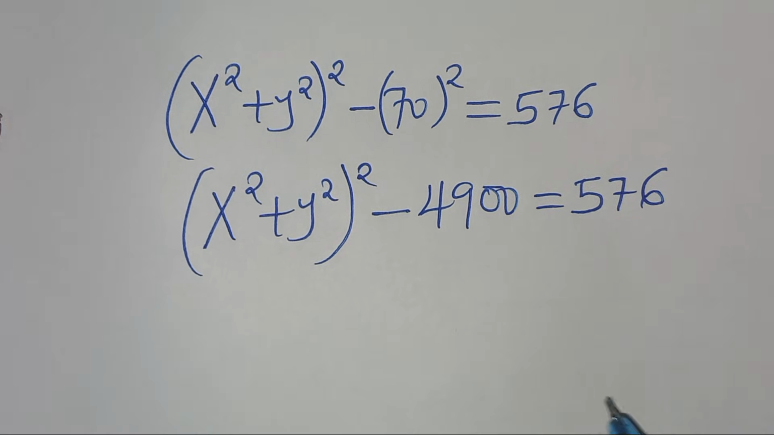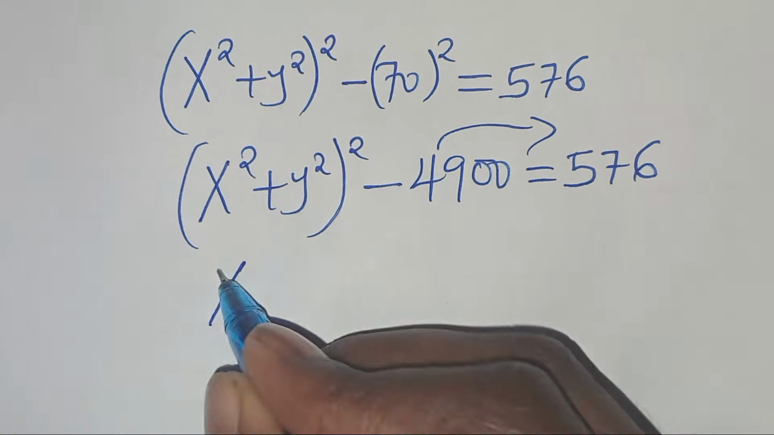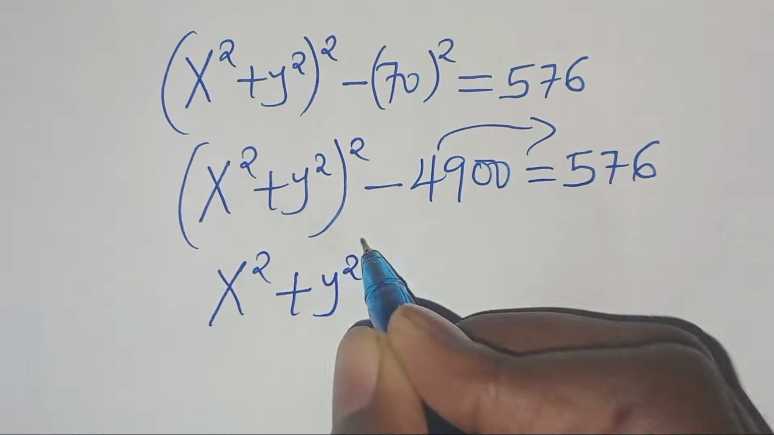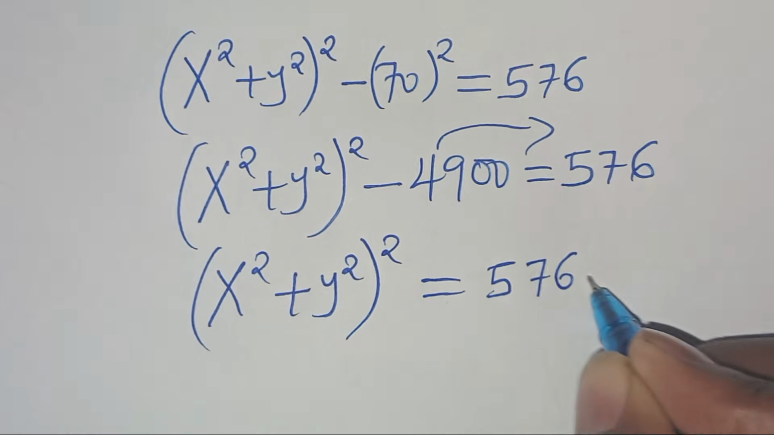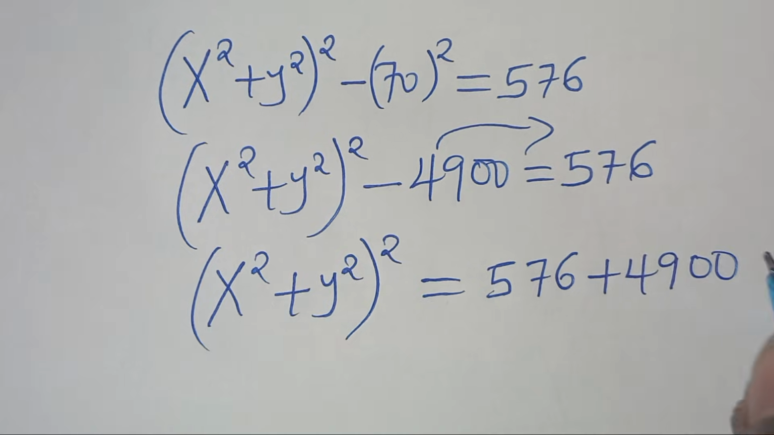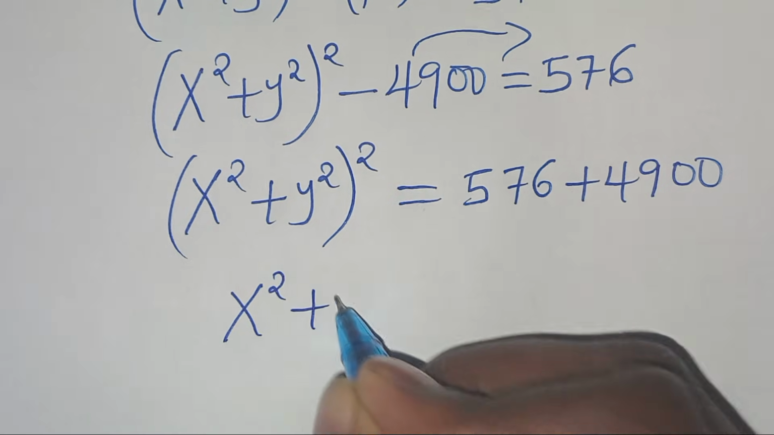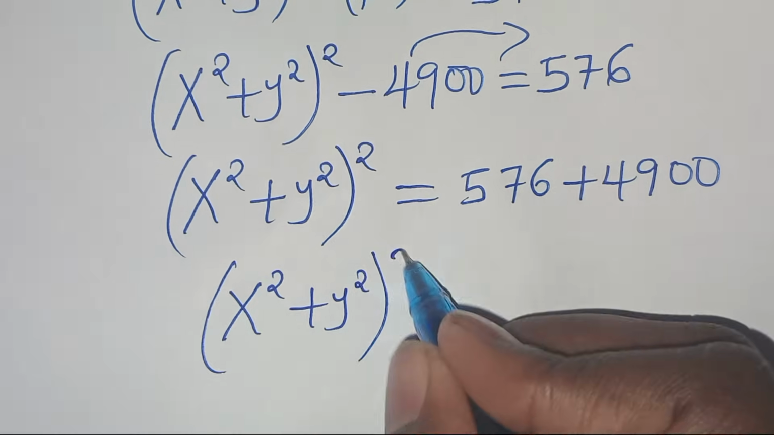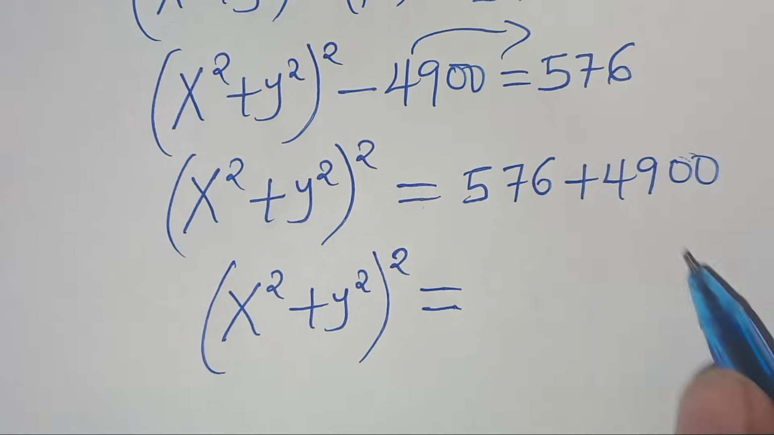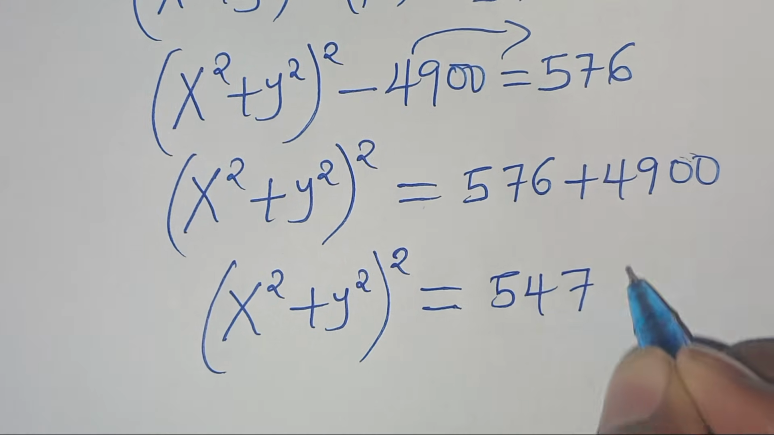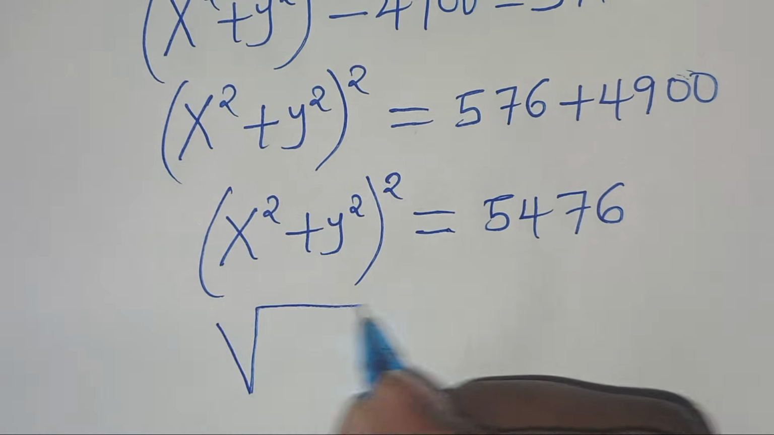Now let's take minus 4900 on the right hand side, so that we have x to the power of 2 plus y to the power of 2 raised to the power of 2. This is equal to 576 plus 4900. So this means x to the power of 2 plus y to the power of 2 raised to the power of 2 is equal to 576 plus 4900. This is equal to 5476.